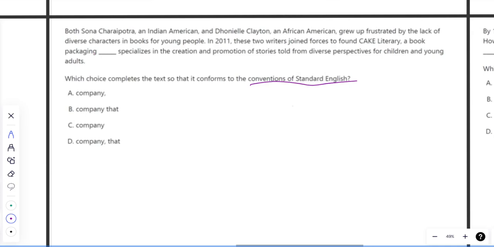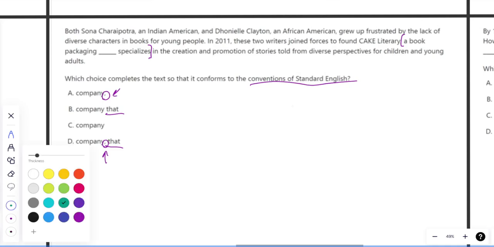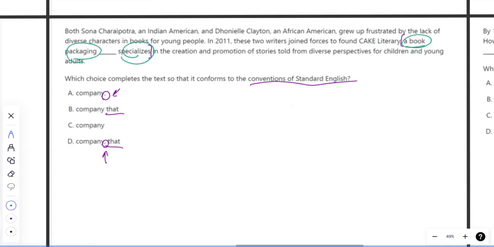Okay, let me focus on this specifically. A book packaging company specializes. A book packaging company that specializes. I'm leaning towards answer choices that have that. I also don't want to put any punctuation here. Punctuation would break apart the flow of the sentence, and we don't want to separate the subject from the verb. So the one that flows the most smoothly to me is a book packaging company that specializes in the creation and promotion of stories.